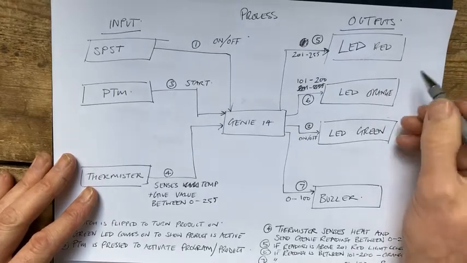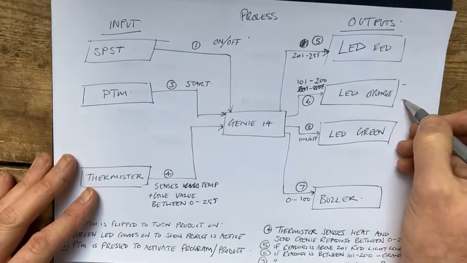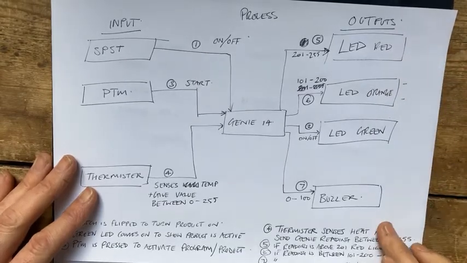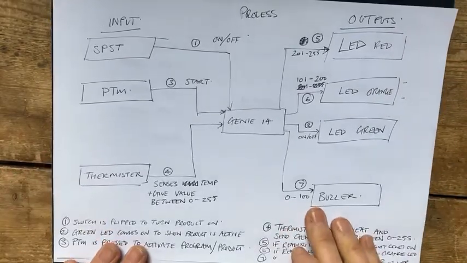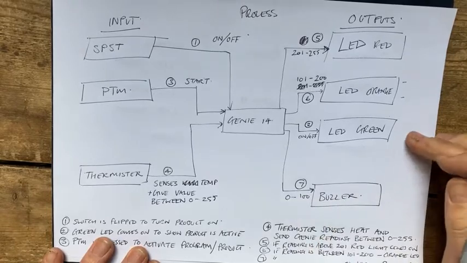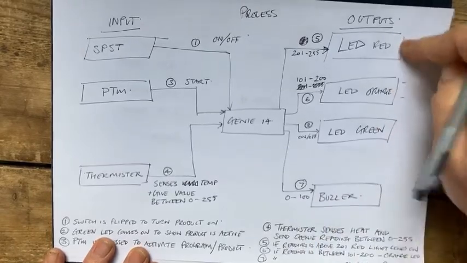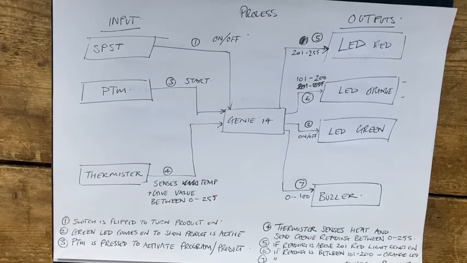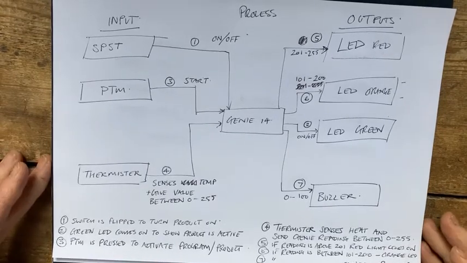I suppose what we could have put here, and those other two are off. And if it gets a value between 0 and 100, then the buzzer comes on, and then the orange and the red are off. Okay, so that's getting my head around how the product is going to work.